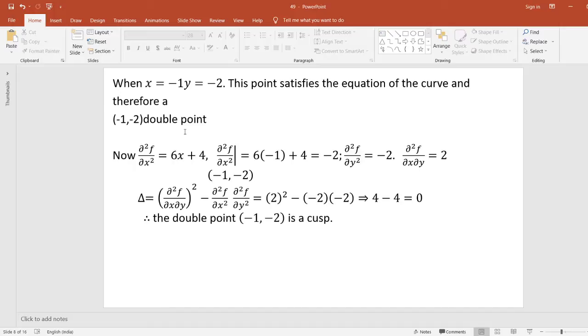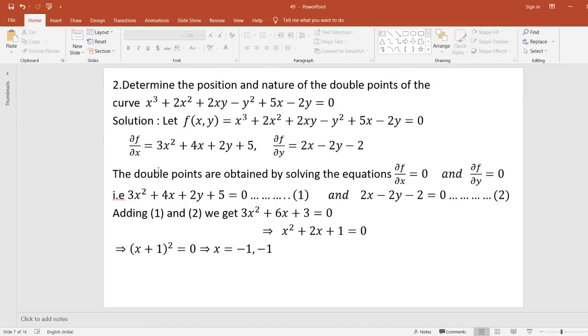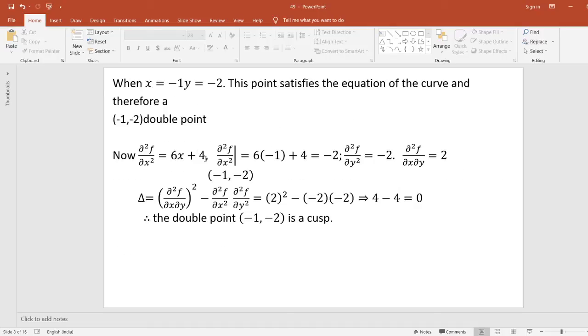Now find out the nature of the double point by using this method. Del square f by del x square. We have already found del f by del x, 3x square plus 4x plus 2y plus 5. Again differentiate partially with respect to x. What we have? 6x plus 4. And del square f by del x square at the double point minus 1 comma minus 2, what we have? 6 into minus 1, that is minus 6 plus 4 is minus 2.